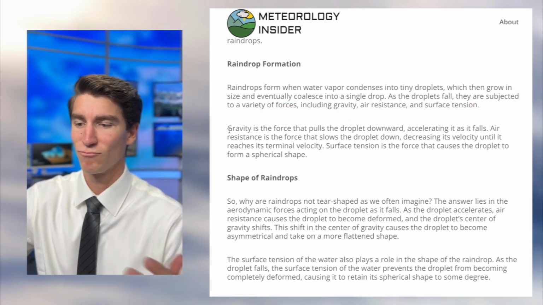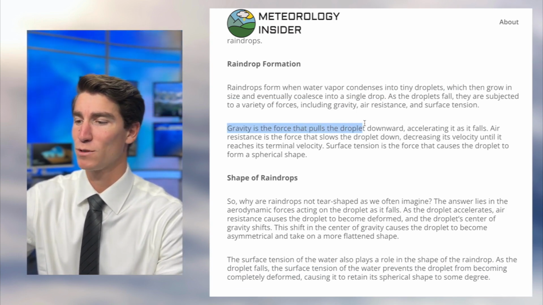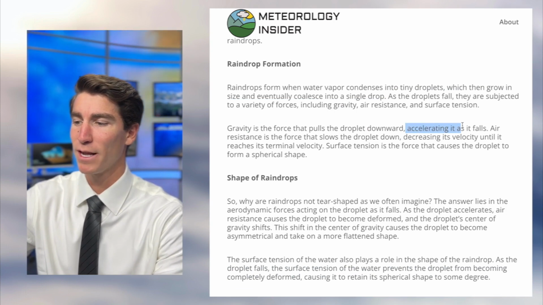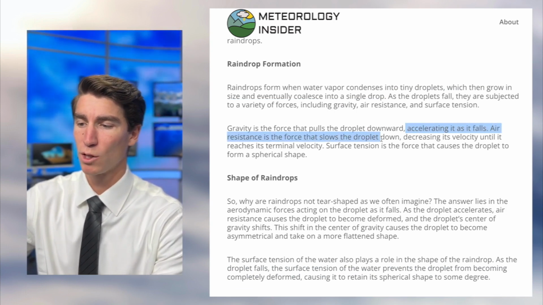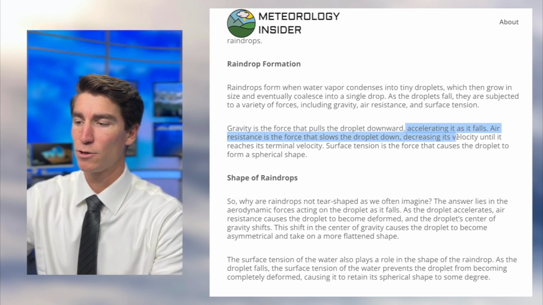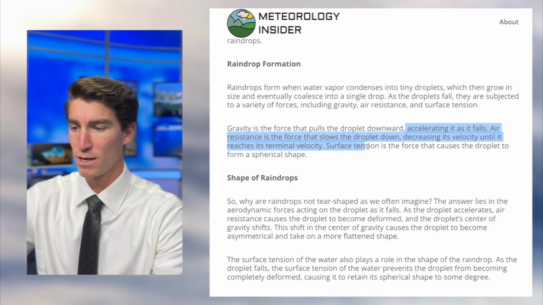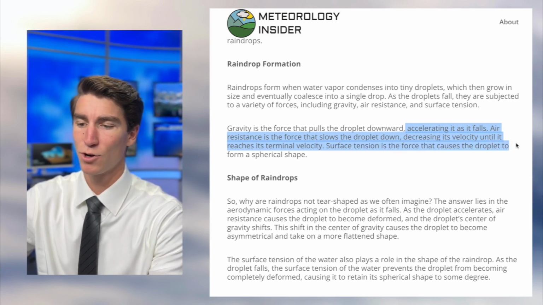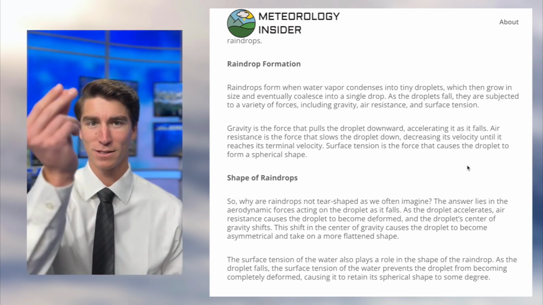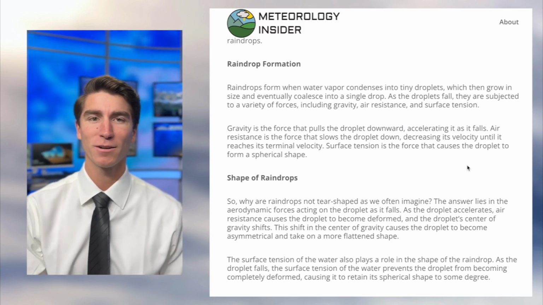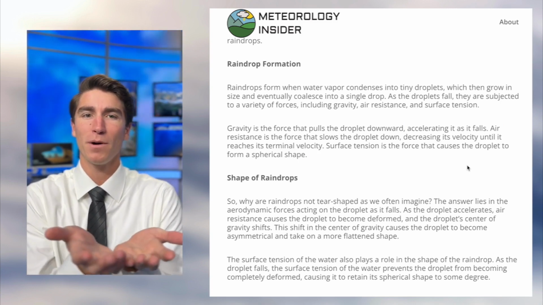So gravity, that's the one that probably makes the most sense right off the bat. Gravity is the force that pulls the droplet downward, accelerating it as it falls. Air resistance is the force that slows the droplet down, decreasing its velocity until it reaches its terminal velocity. Surface tension is the force that causes the droplet to form a spherical shape. So gravity is the force that's pulling the droplet down. Air resistance you can almost think of it as the force that's keeping the droplet up a little bit.